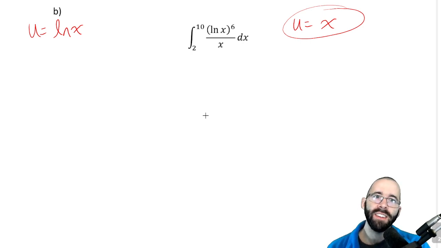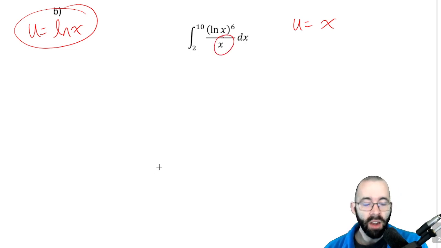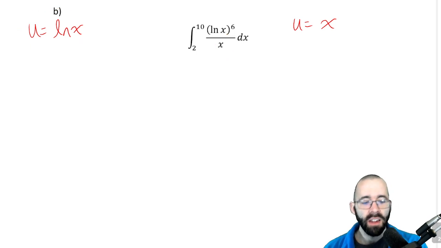And actually, yeah, if this is it, the derivative of natural log is 1 over x, and we do have a 1 over x, right? An x in the denominator.